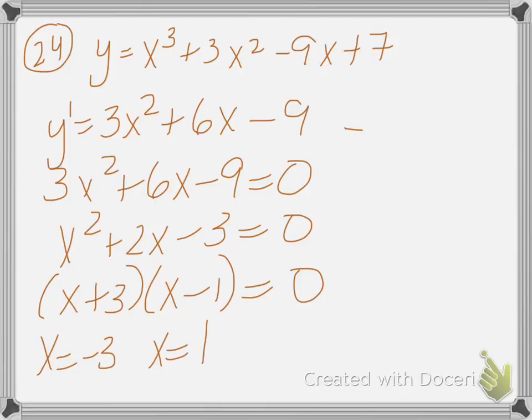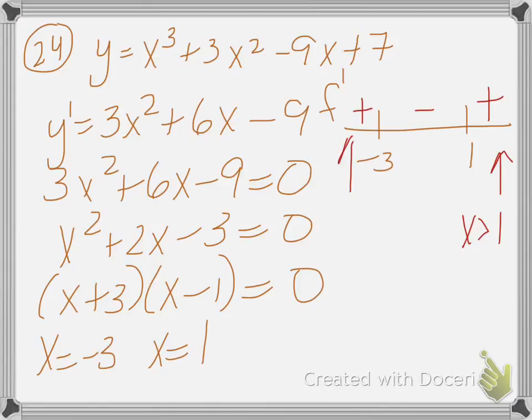So you're going to make a wiggle graph for the first derivative, because that's what tells you about increasing, decreasing. Put -3 and 1 on it. And when you try different values, you're going to get positive, negative, positive. So the question is asking, when is it increasing? So it's increasing here when x is greater than 1, and it's increasing here when x is less than -3, and that was choice C.